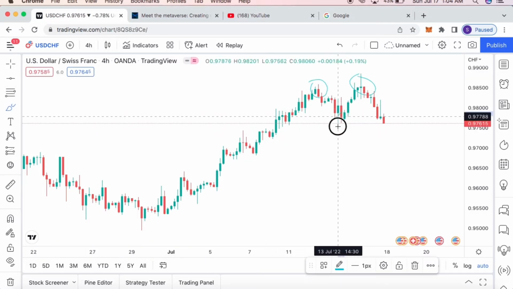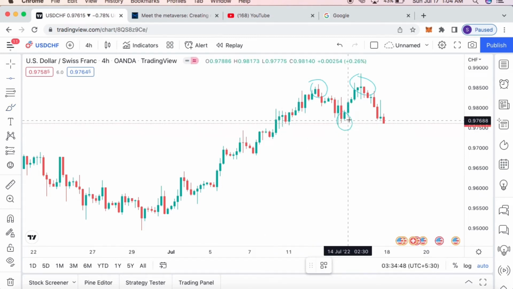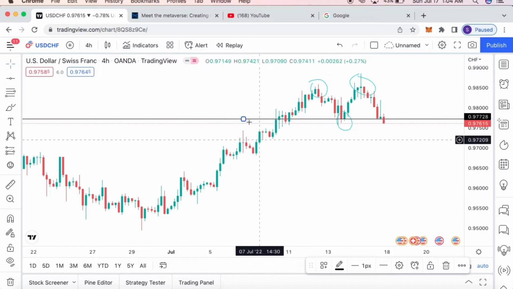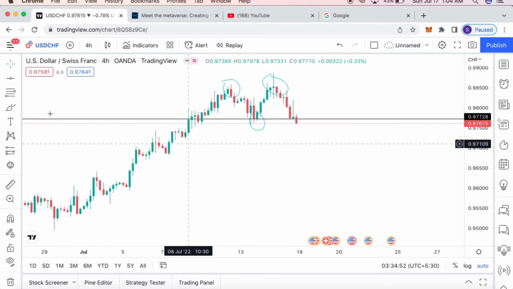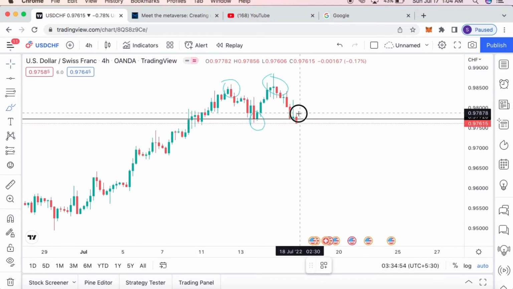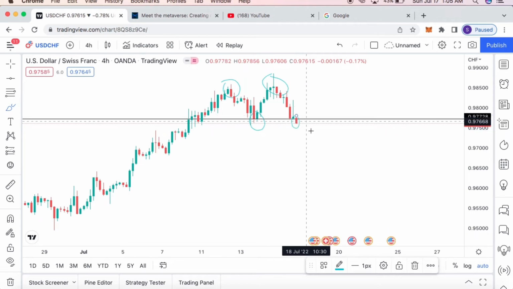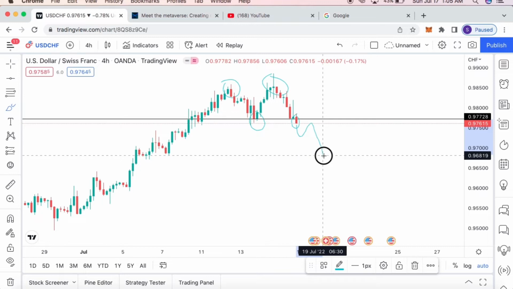And again, we have this here. At this level, this is where we draw our neckline, like this. That's why we draw a neckline. We're waiting for the breakout, and the breakout, as you can see, happened right here. Then we just wait for the breakout, the retest, and then we shall see price coming down to here.